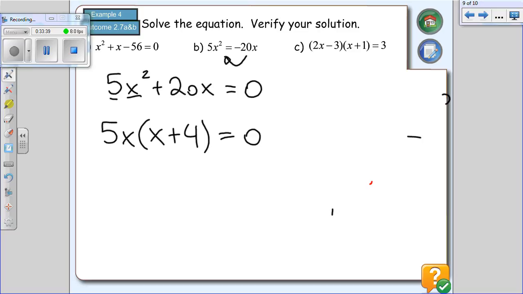X could equal 0 for the first chunk. What would make this second chunk 0? -4. If x were negative 4, that second chunk would be 0. It might not be a binomial times a binomial, but it is something times something, and we can take advantage of that. So for this question, x is equal to 0, comma, -4. So you did step 1, you did step 2, you didn't need to do step 3. You didn't need to factor that method. And step 4 was just answer the question, which we did.